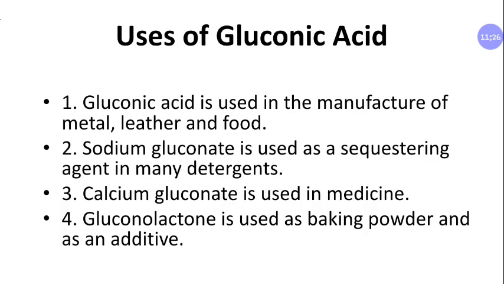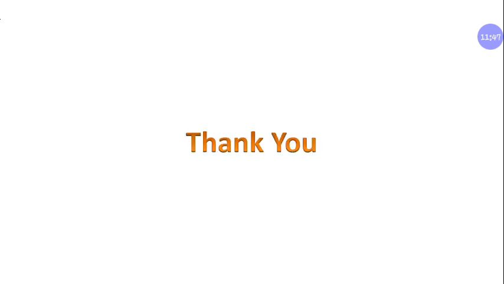Now the uses or applications of gluconic acid. It is used in the manufacture of metal, leather and food. Sodium gluconate is used as a sequestering agent in many detergents, and calcium gluconate is used in medicine. Gluconolactone is used as baking powder and as an additive. This is all about the industrial production of gluconic acid.